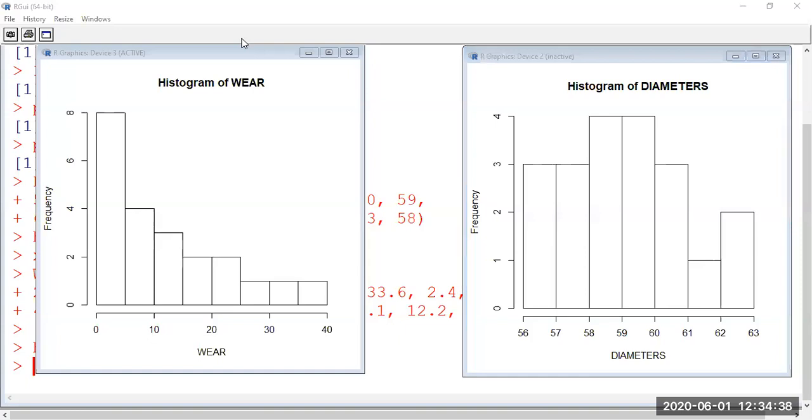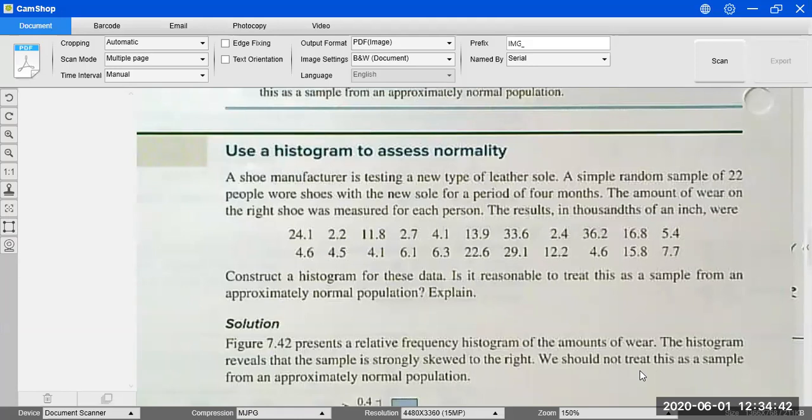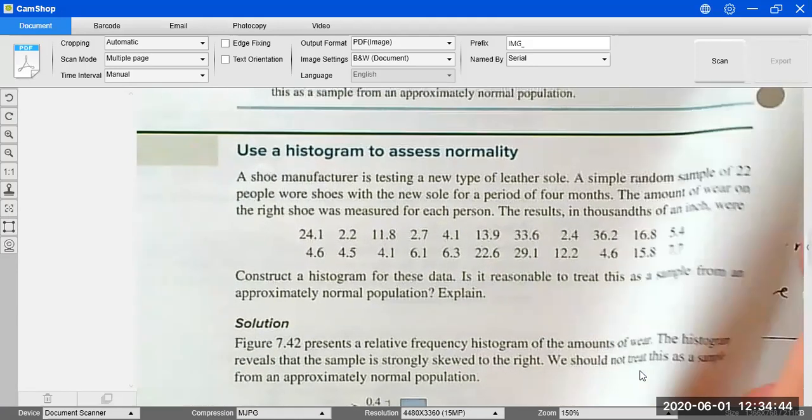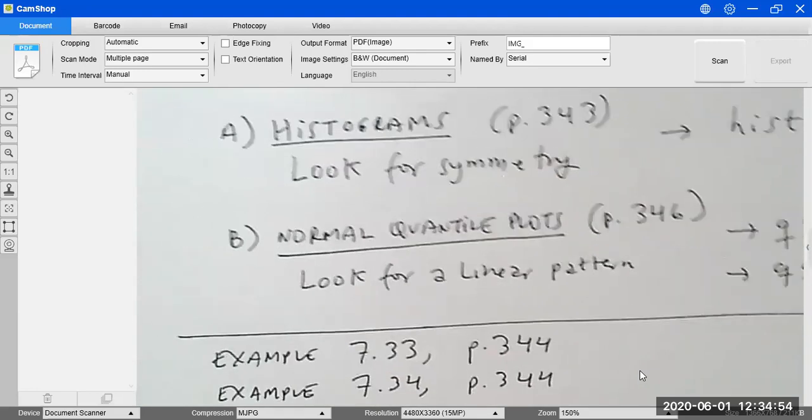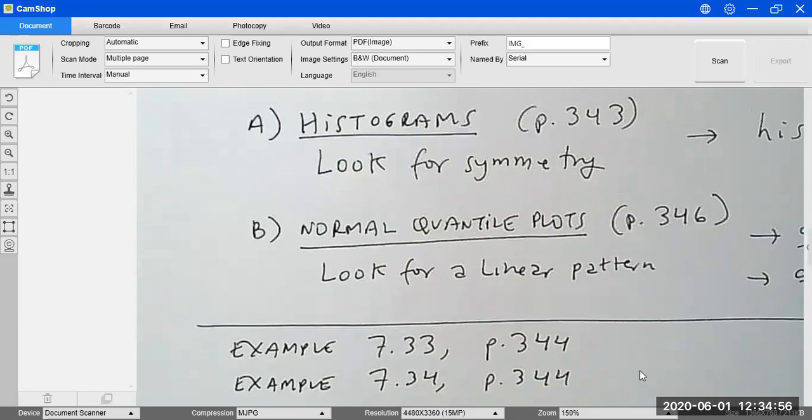So let's work one more example now. We're going to use the other method. The next example that we're going to work on is example 7.36. So that's the next example.